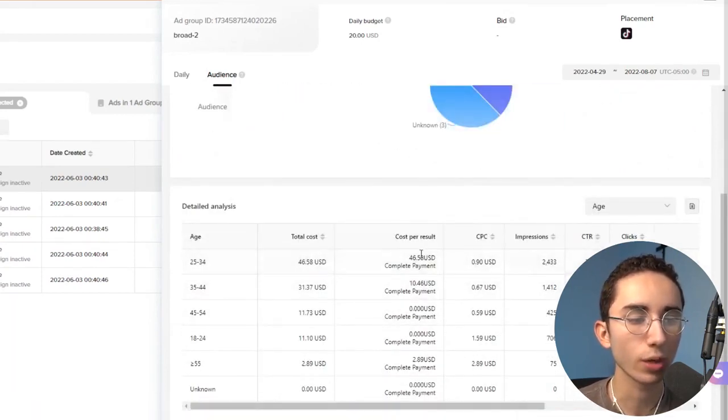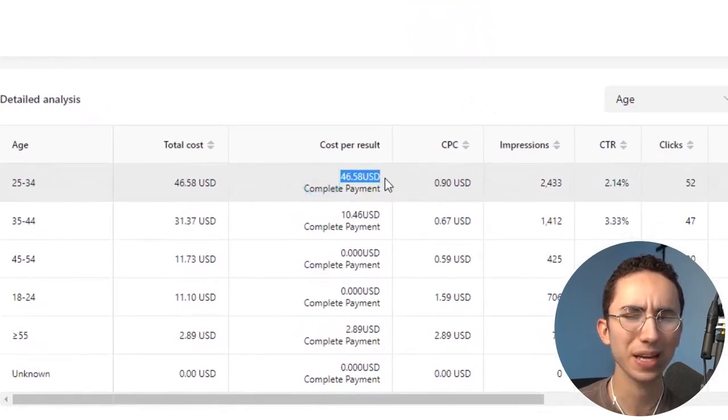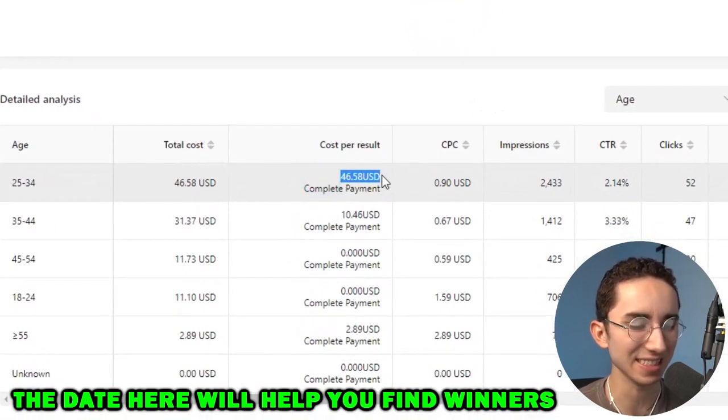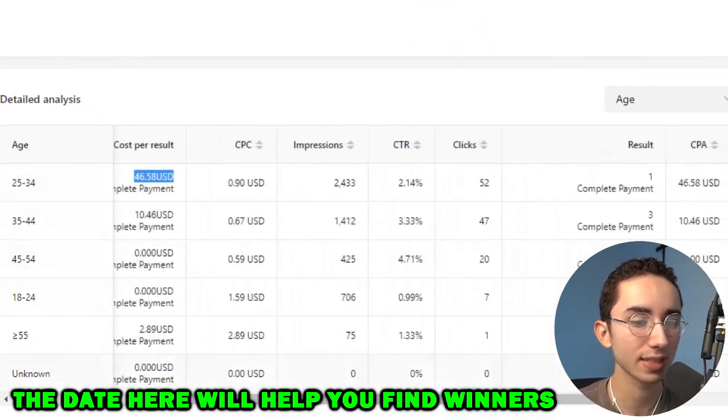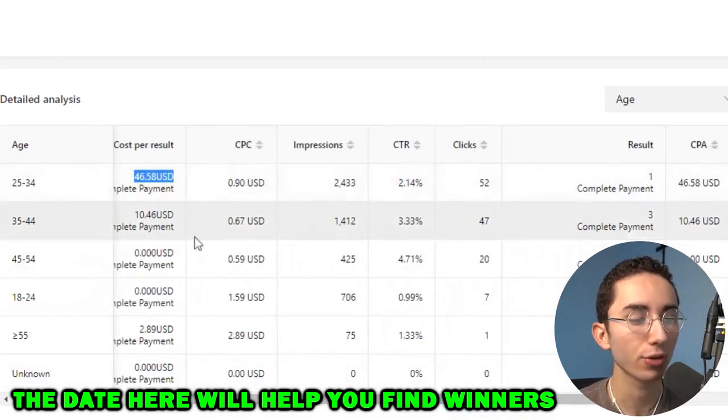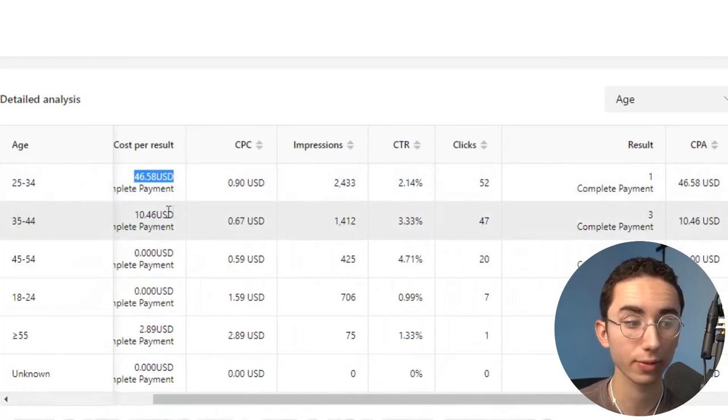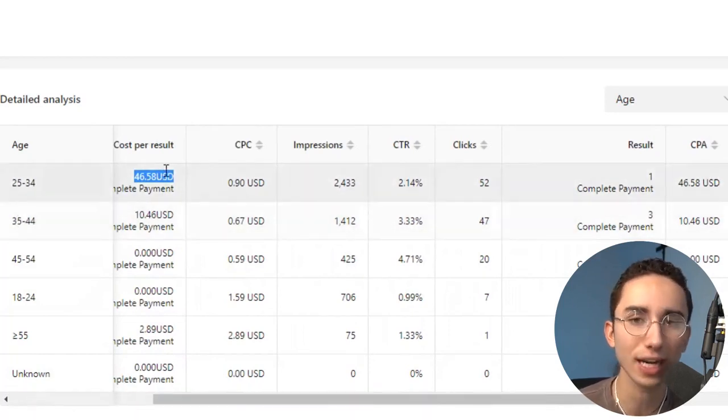So we can see right here, 25 through 34, my complete payment, ooh, $46. Geez Louise, that is not ideal. And if we scroll to the right, we can see the number of complete purchases. So we have 3 purchases from 35 to 44. Ooh, $10. That is 4 times cheaper.